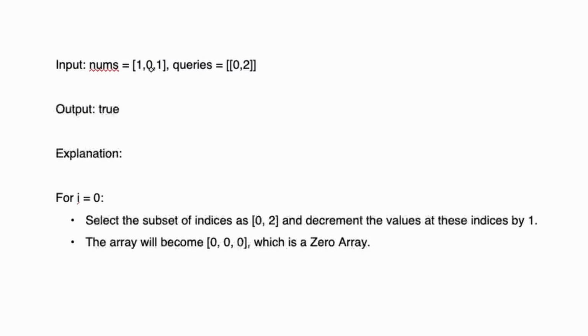At the 0 here, we wouldn't do anything. Even though this is in our range, we can pick a subset of indices to decrement, so we could leave this one alone. Then we could also decrement this one since it's within our range too, and at the end, we will get the 0, 0, 0 array.